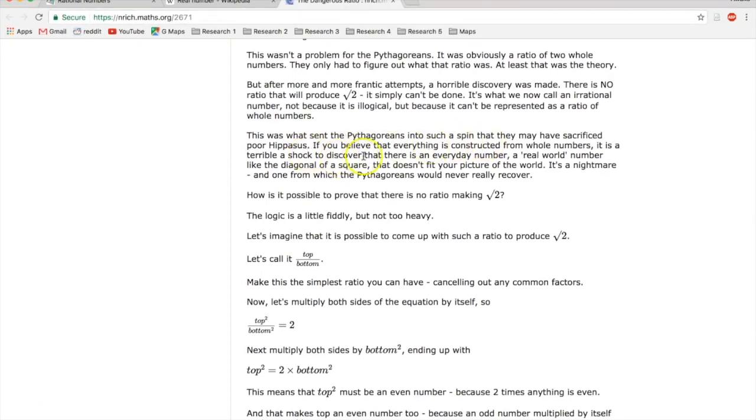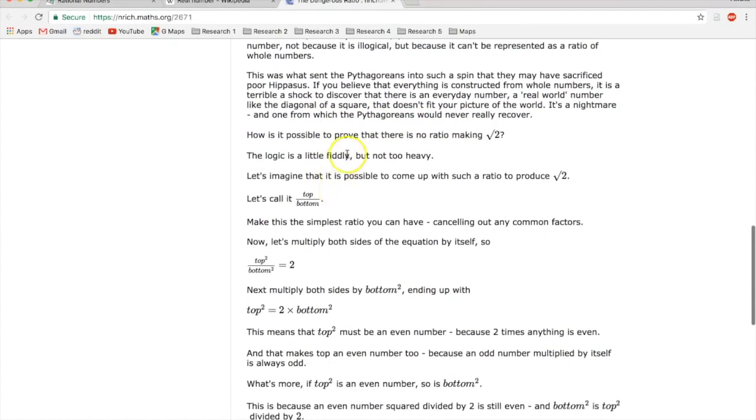If you believe that everything is constructed from whole numbers, it is a terrible shock to discover that there is an everyday number, a real-world number like the diagonal of a square, that doesn't fit your picture of the world. It's a nightmare, and one from which the Pythagoreans would never really recover.